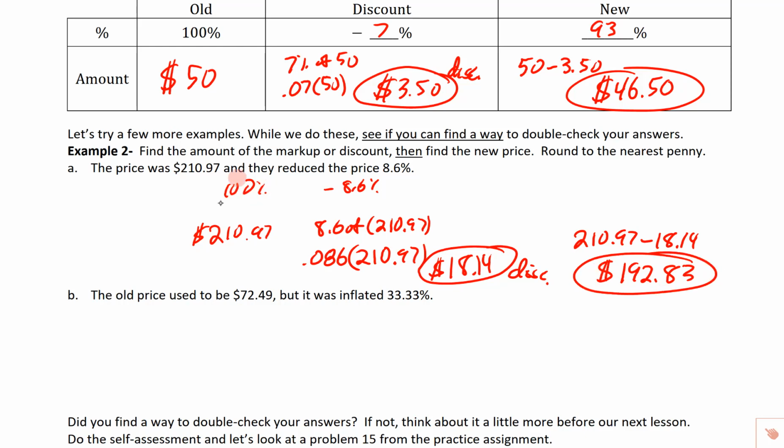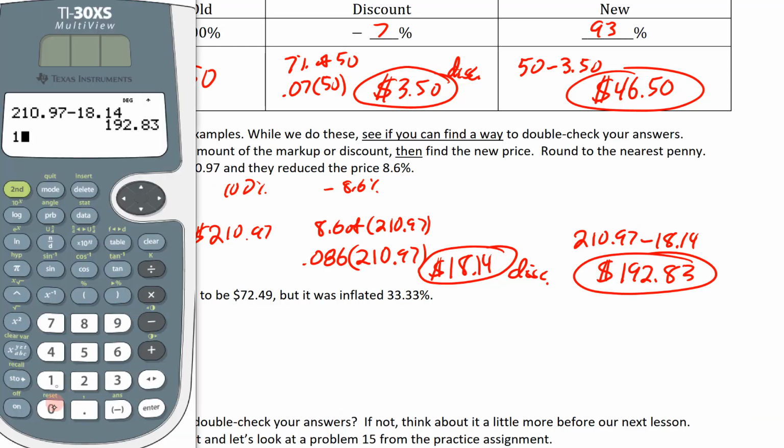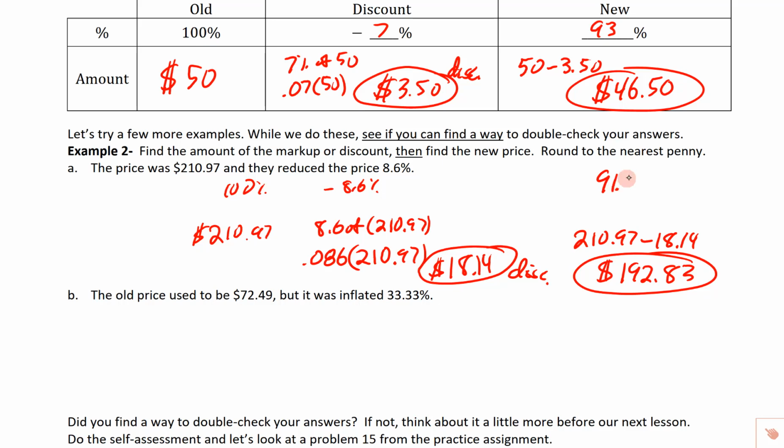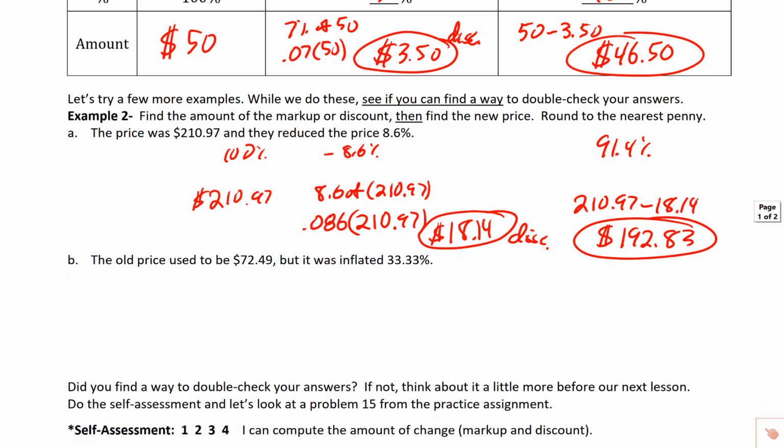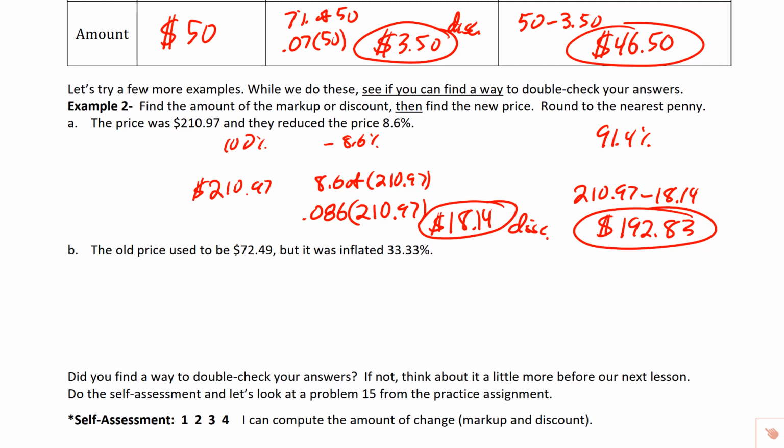But remember, we started off paying 100%. They knocked off 8.6%. So let's figure out what percent we actually paid. We paid 100 minus 8.6%, and we end up with 91.4%. And again, see if you can figure out a different way to double check our answers on this one. Okay, so let's take a look at the last one here.